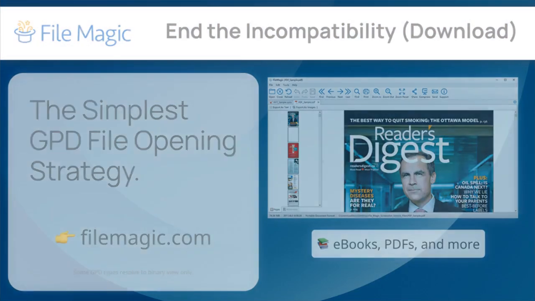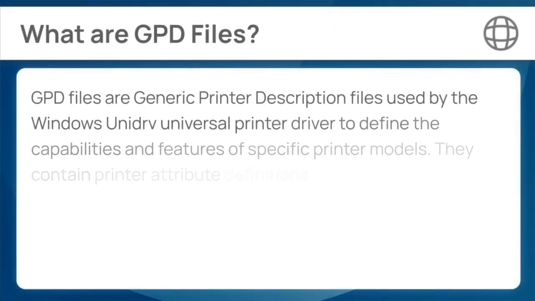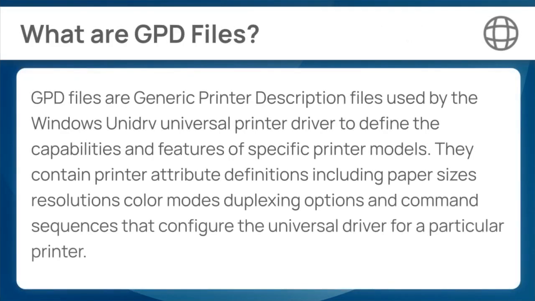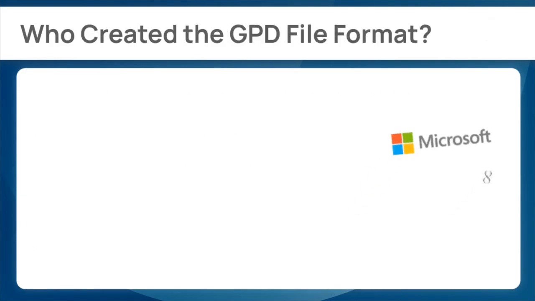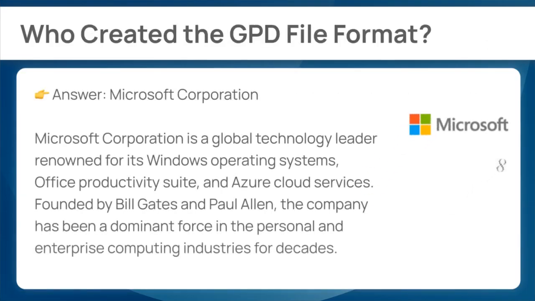formats. GPD files are generic printer description files used by the Windows Unidrv Universal Printer Driver to define the capabilities and features of specific printer models. They contain printer attribute definitions including paper sizes, resolutions, color modes, duplexing options, and command sequences that configure the universal driver for a particular printer.